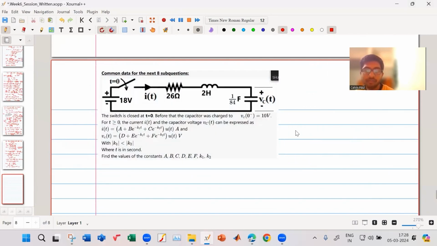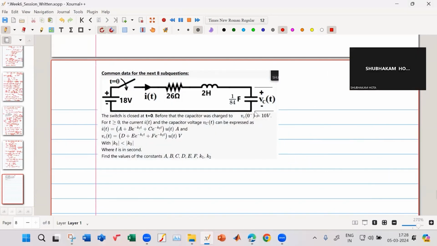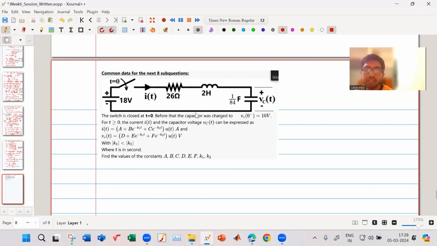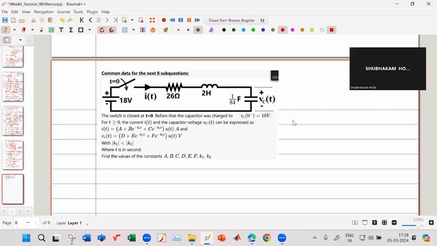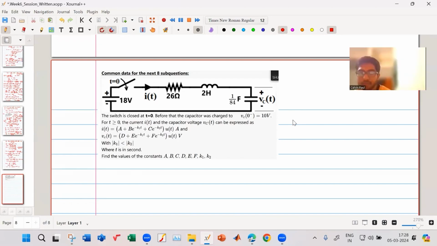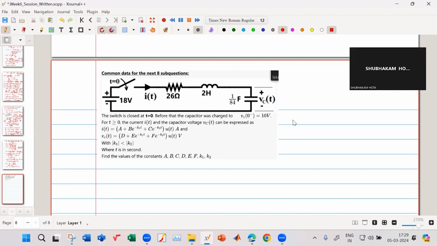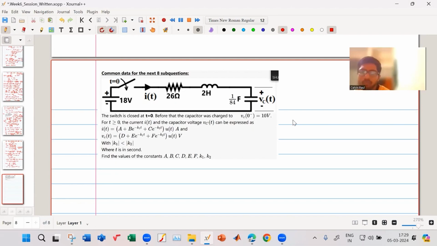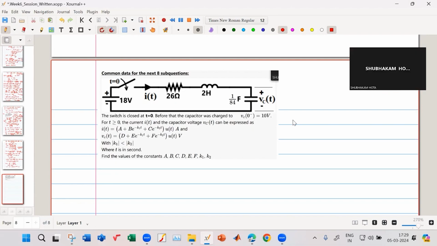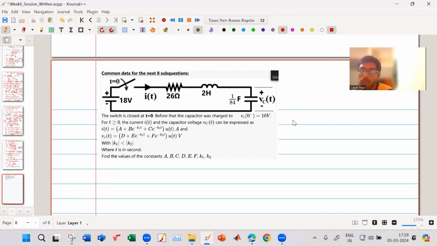You're able to see this? Yes, sir. So how will you solve this? Tell me what is given. VC0 is given. Initial voltage of capacitor 10 volt. And initial current is 0 for inductor. Why? Initially the switch is off, so there is no current in the inductor.